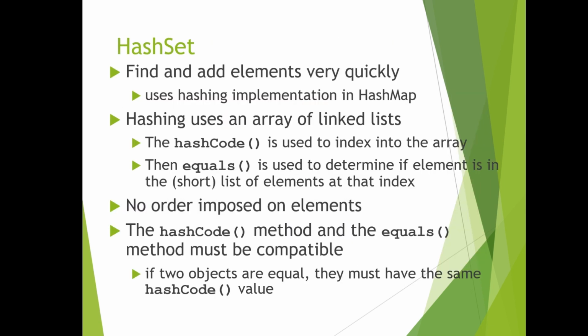We have a hash set and tree set over here. Hash set means we can find and add elements very quickly. Hashing uses an array of linked lists. The hash code is used to index into the array, and the equals method is used to determine if the element is in the list of elements at that particular index. So hashCode and equals must be compatible. We'll see how to use these methods in the demonstration.